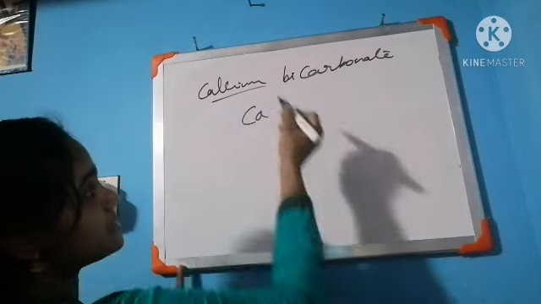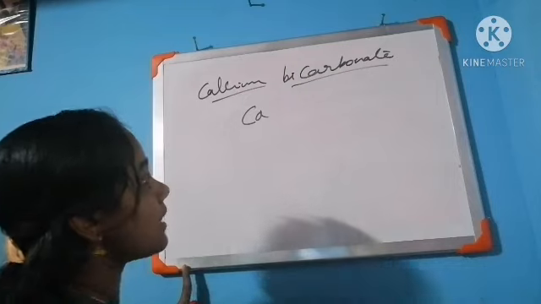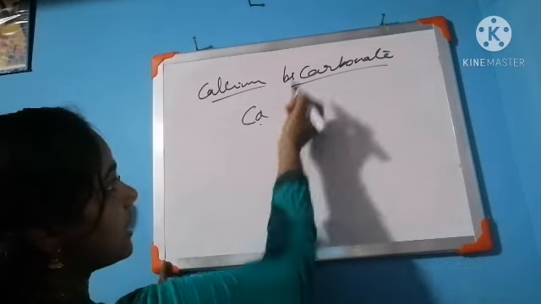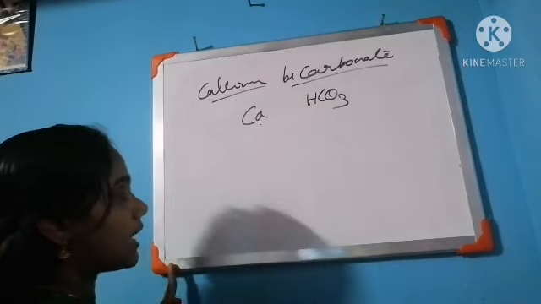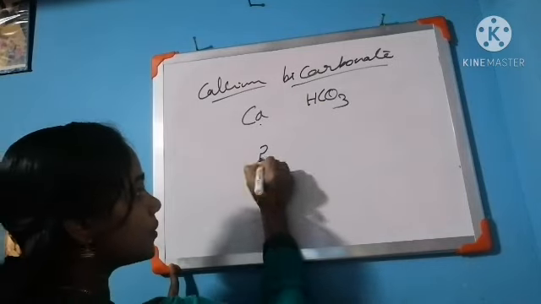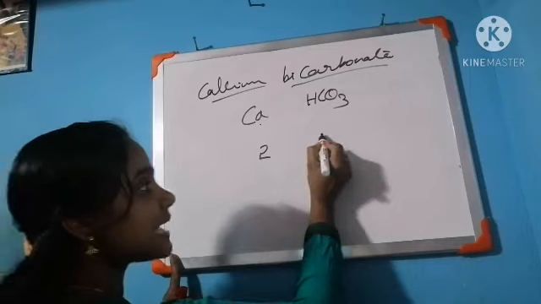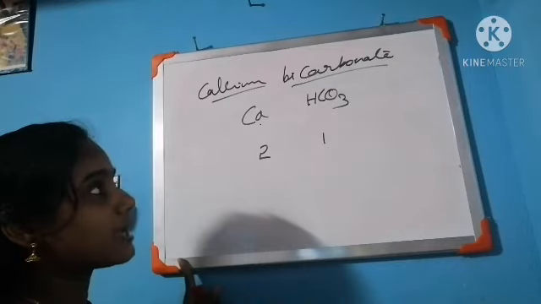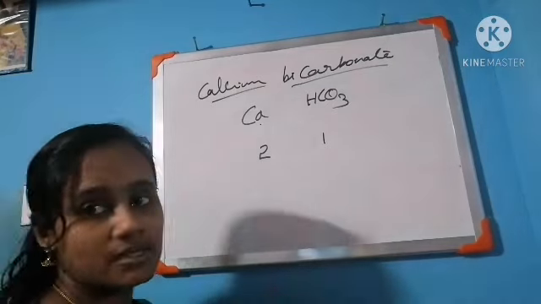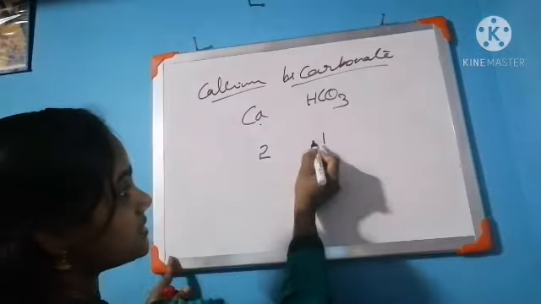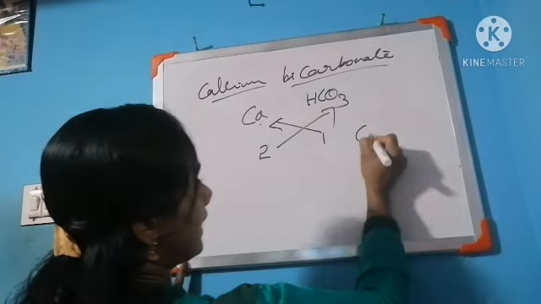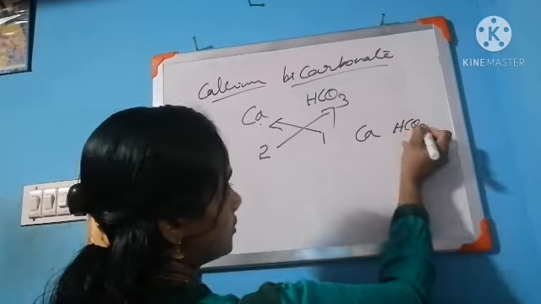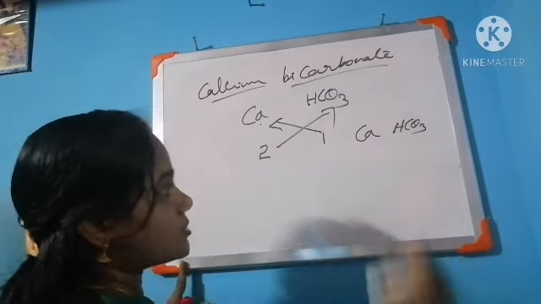Calcium, which are the elements? The elements are calcium and bicarbonate. Calcium is Ca, bicarbonate is HCO3. Calcium valency 2, bicarbonate valency 1. Bicarbonate means hydrogen is there, I told that last class. Bicarbonate valency 1, so cross multiply. So calcium bicarbonate, we can join together and write.